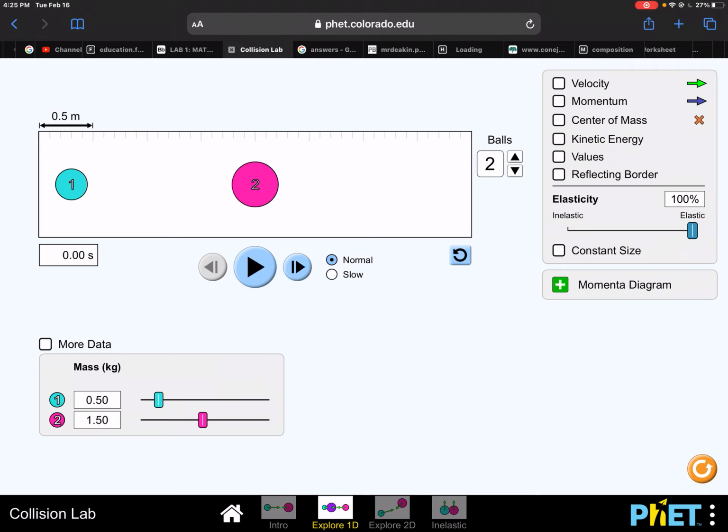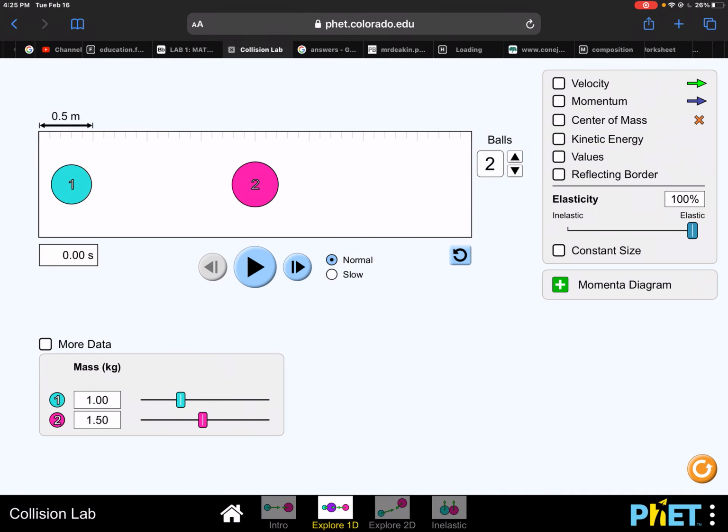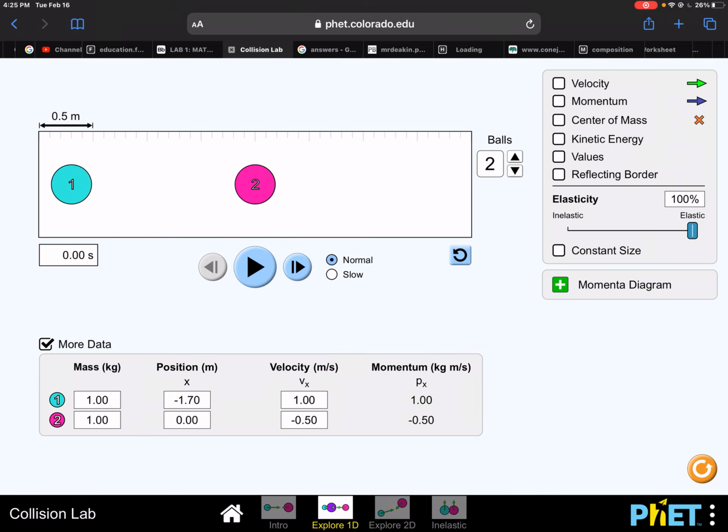Well, you're not doing collisions in this PhET right here. We're just looking at the momentum before they collide with one another. Tomorrow we'll do another PhET where we actually look at collisions. In the first part, it says to set both of them at one. What you do is click on the box where it says for one, the mass is 0.50. You can click on that and change it, like to one, and the mass of the second one, I think it said set the same thing, just follow the directions. And you click on more data, and it gives you the position of them, where they start, and the velocity. The second one you see has a velocity of negative 0.5.